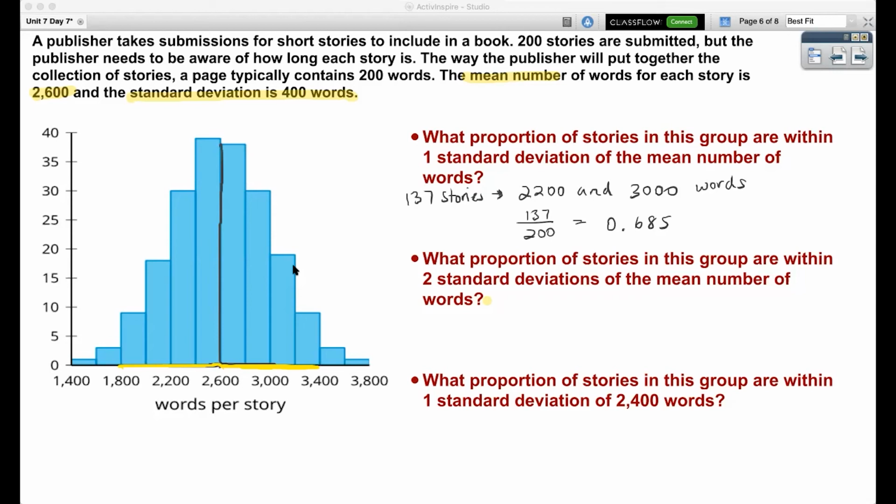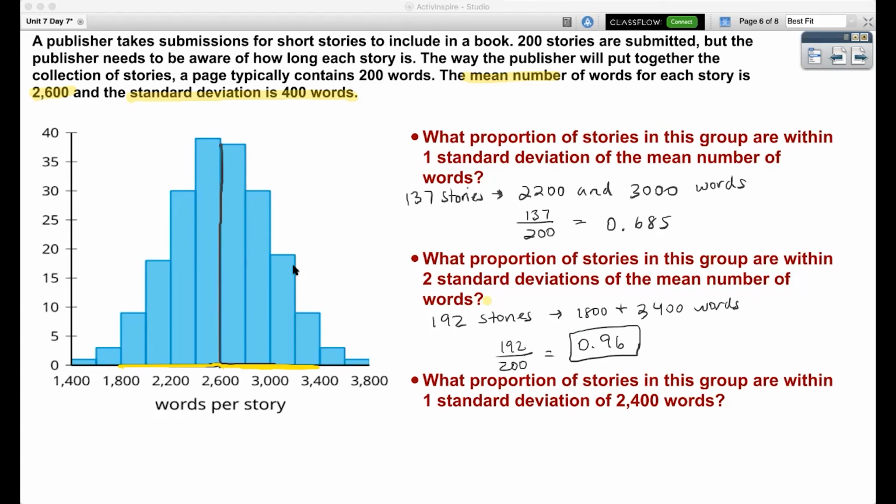Okay, so what does that tell me? Well, if I add those up, I'll actually find out that there are 192 stories. There are 192 stories that fall within those intervals. They fall within 2 standard deviations of the mean number of words. So there are 192 stories between 1,800 and 3,400 words. And again, there's 200 total stories. So I do 192 divided by 200, and that's going to give me 0.96.